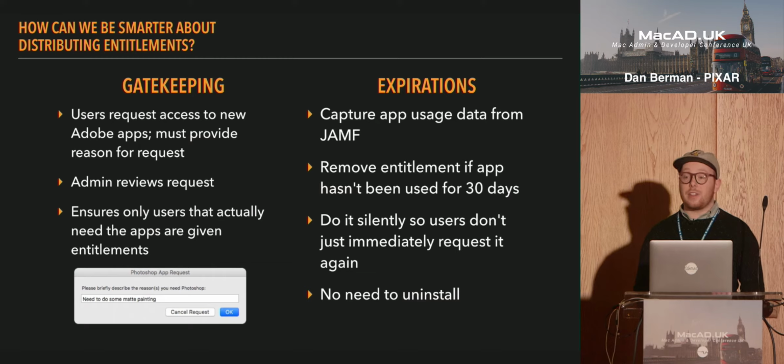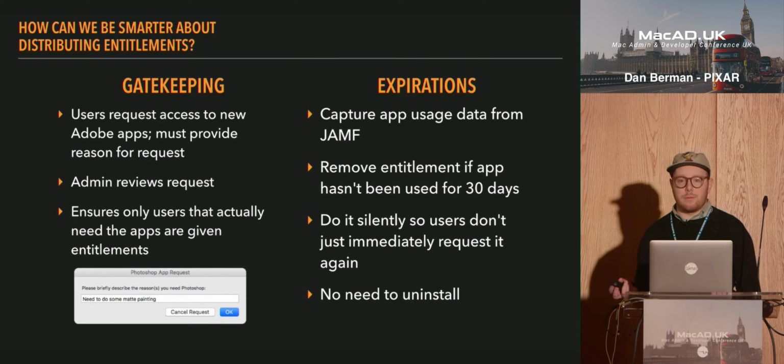So if they don't use it for 30 days, we silently take it away, and more often than not, they don't use it again. So now we're not paying for that extra entitlement that's just sitting there unused indefinitely. And we don't even uninstall the app. We leave it there in case they need to request it again. We don't have to do the whole install thing again. It just activates their entitlement and just launches.